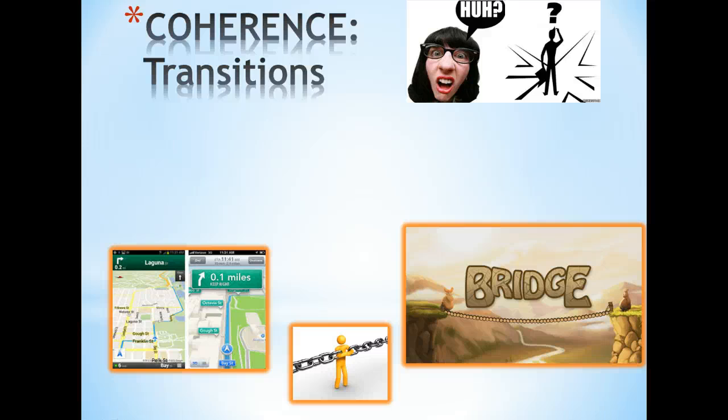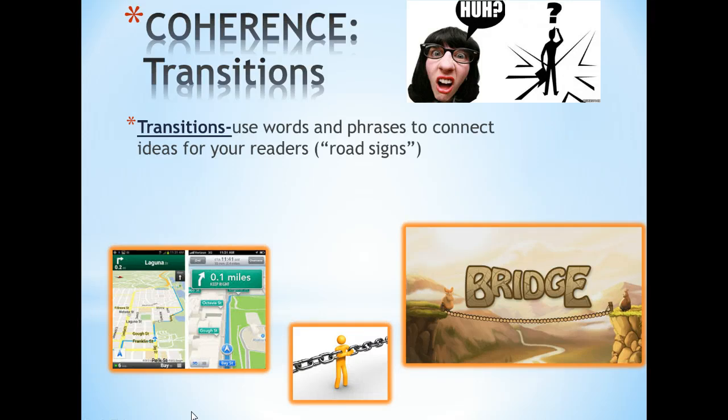All right, also to improve coherence, we need to make sure that we have transitions. And this was by far the biggest problem with the sample paragraph that we had. Think about your GPS. When the little voice comes on Siri or on Google Maps and it tells you to turn right, go straight, turn left, Siri or Google Maps, they're guiding you to your final destination. Similarly, transitions guide you and your readers to your final destination, your main point.